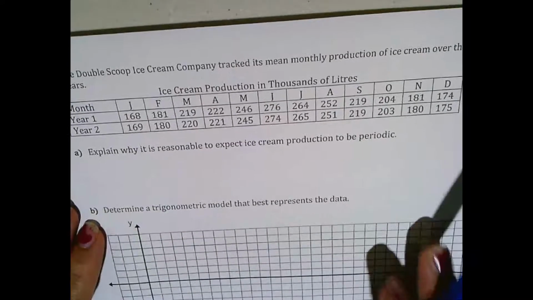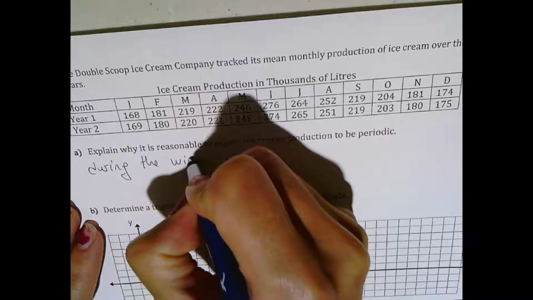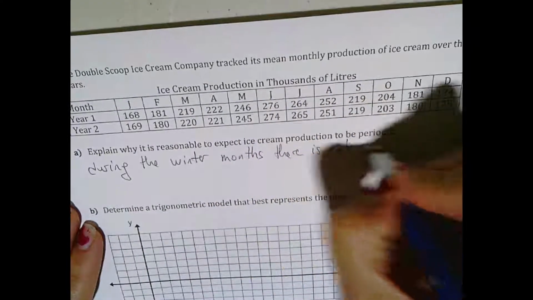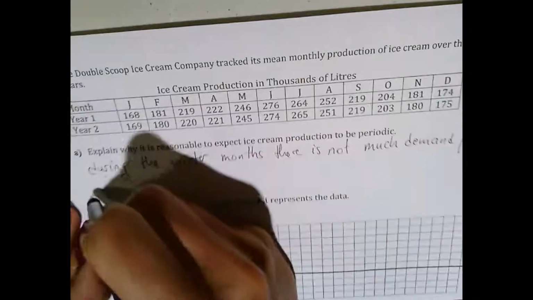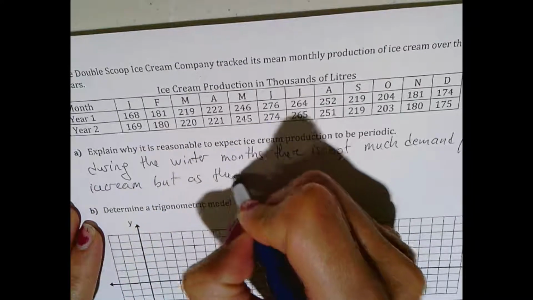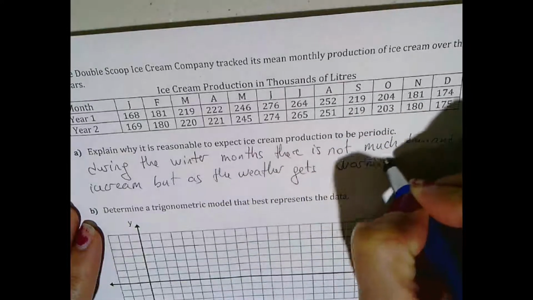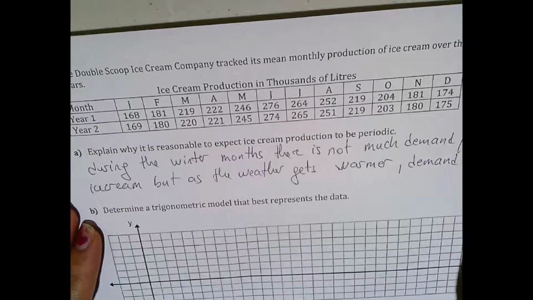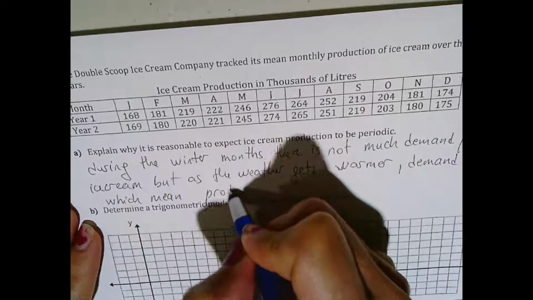So why is it reasonable to expect production to be periodic? Because during the winter months, there is not much demand for ice cream, but as the weather gets warmer, demand increases, which means production increases.